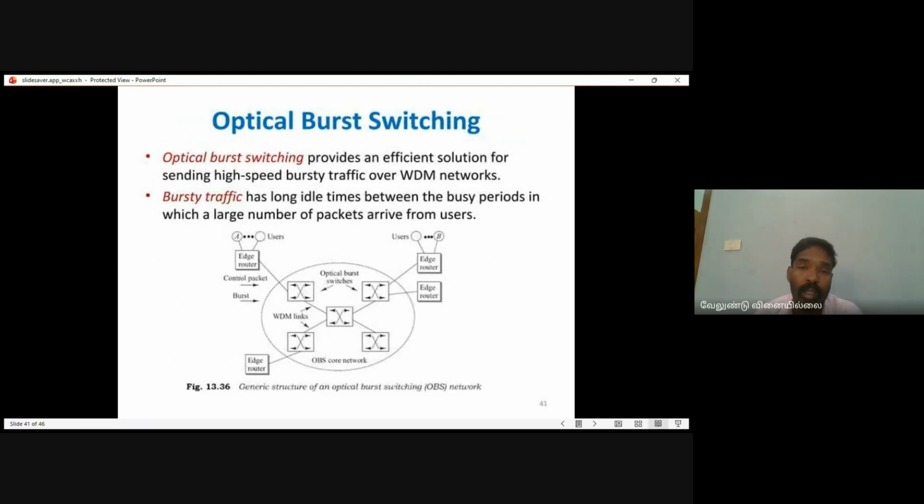Optical burst switching is another methodology. It is used for very high traffic. Whenever the traffic is very high, especially in metropolitan areas or the capital of a country, or whatever it may be, at the high traffic places, obviously optical burst switching is used for the architecture. This is called the OBS network, the optical burst switching network.